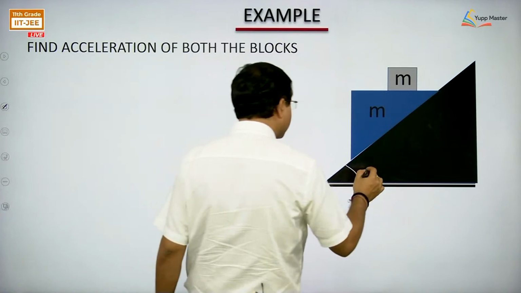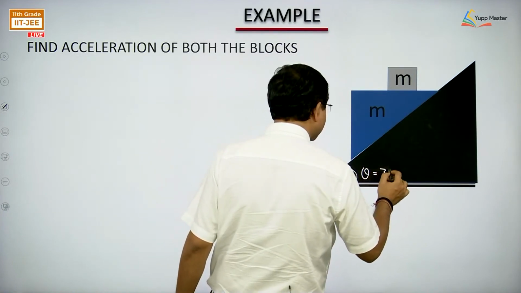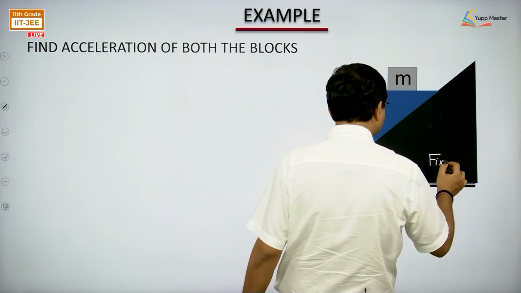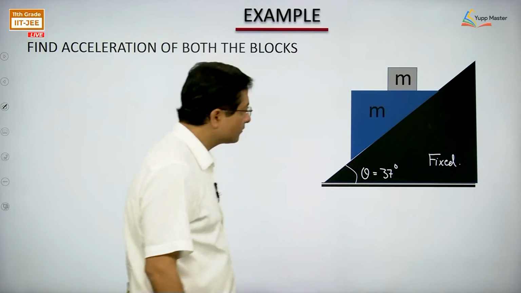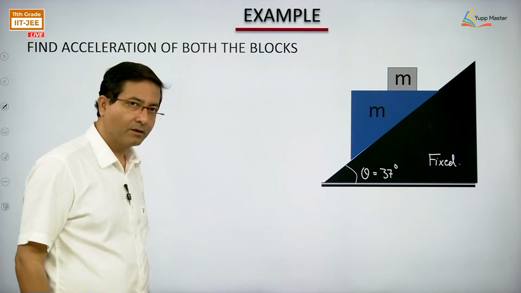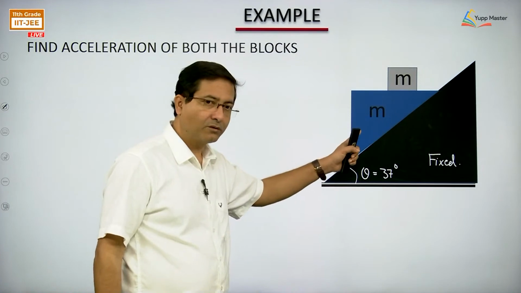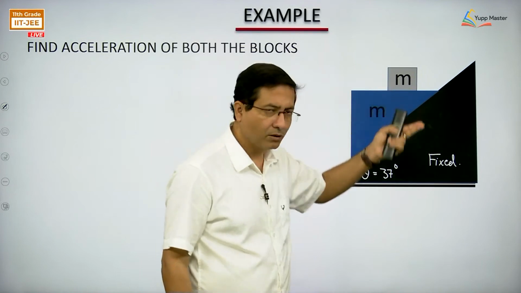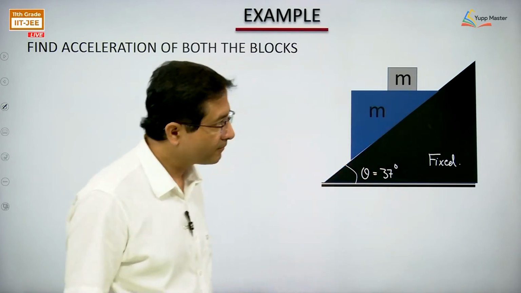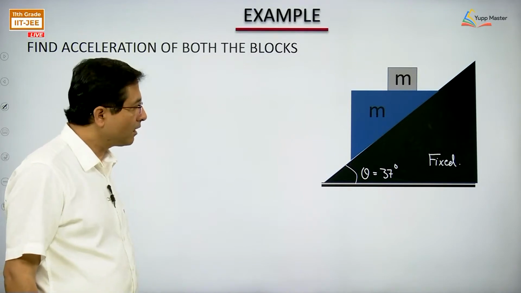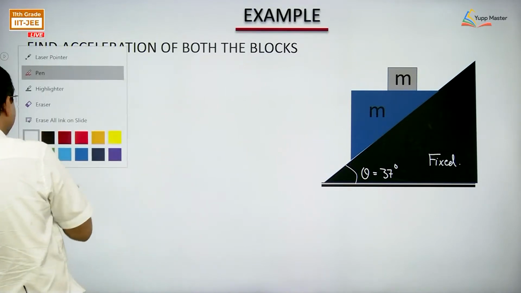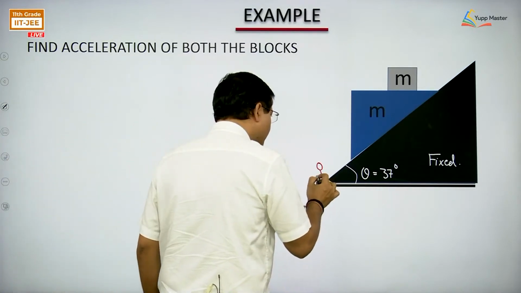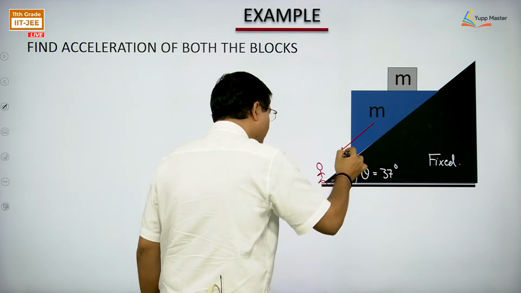Here theta is given 37 degree, and this is fixed. Right. So when you release these two blocks, obviously this will slide down and block M will have some acceleration, right? I can easily say that for this observer, the motion of this block will be in this direction.